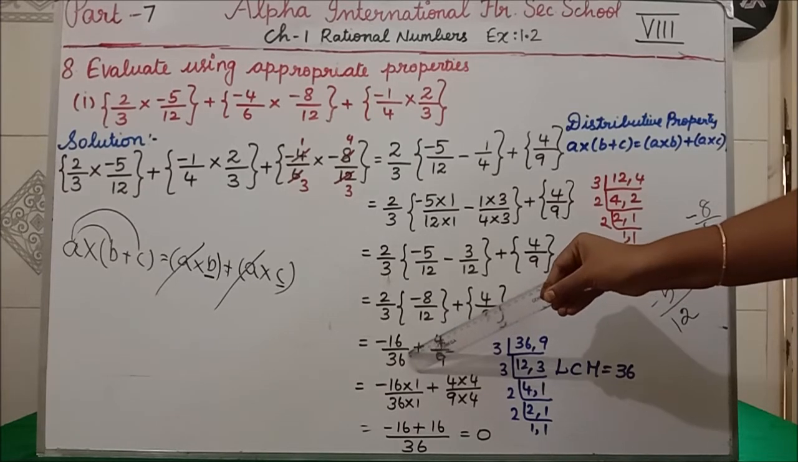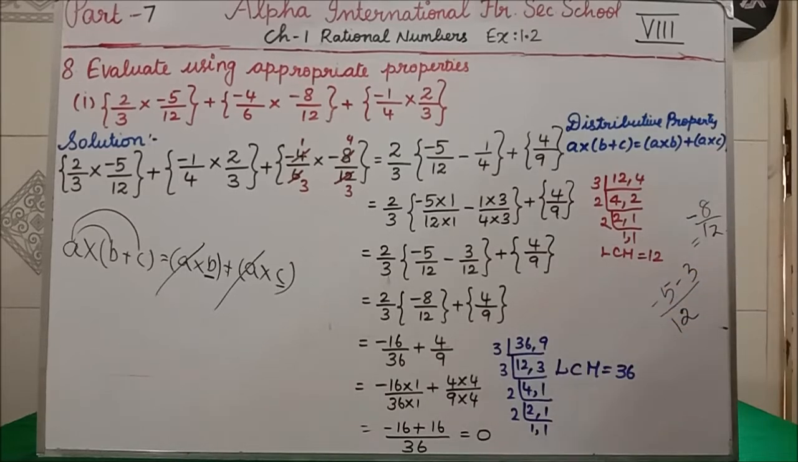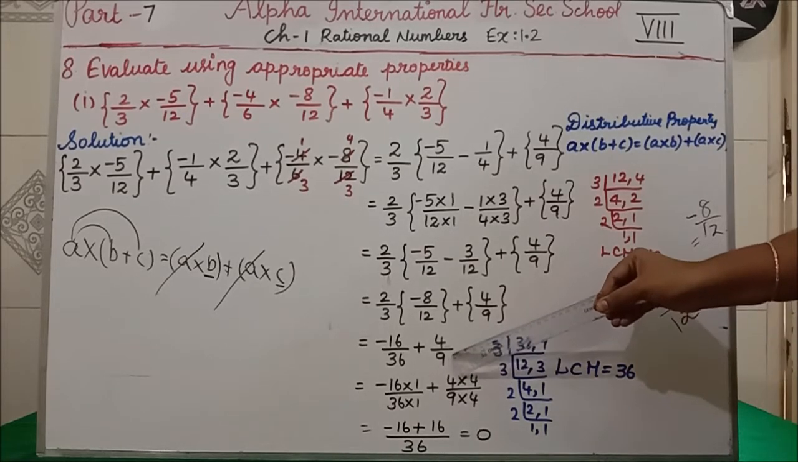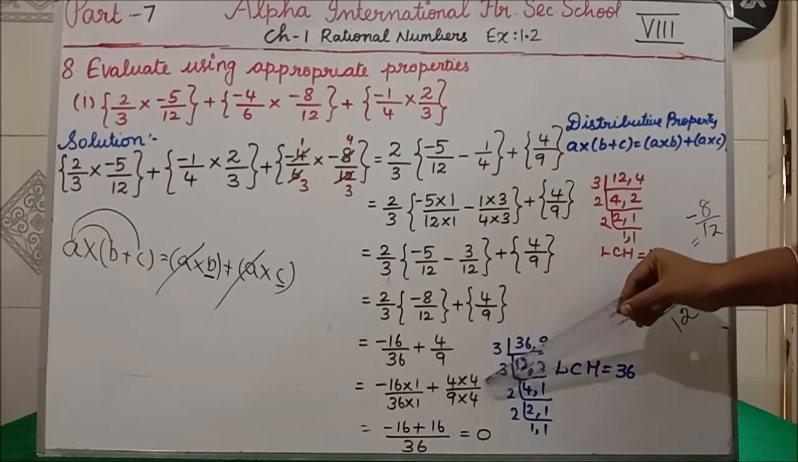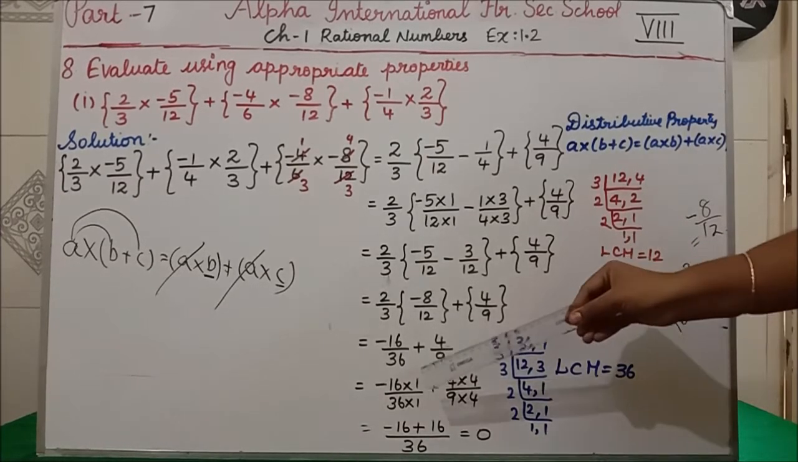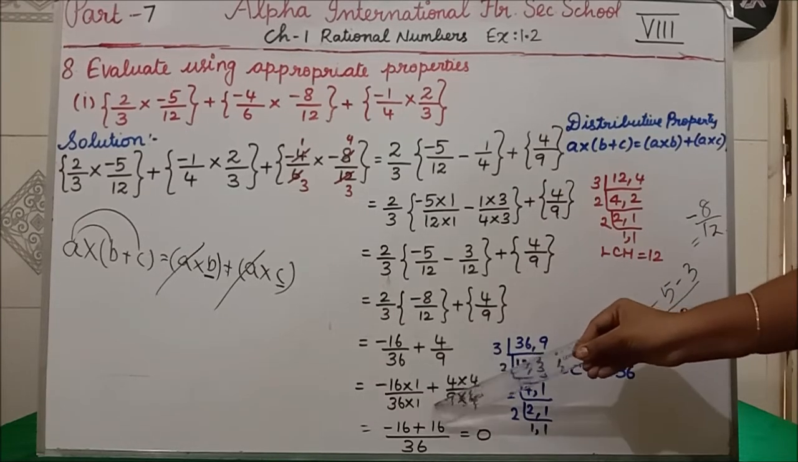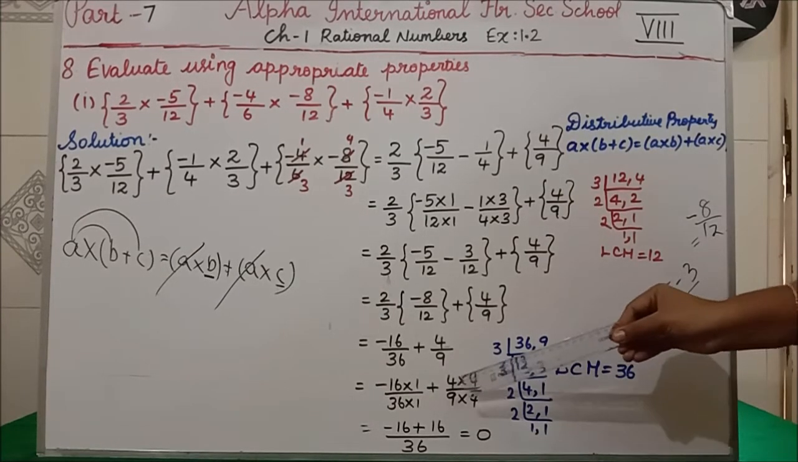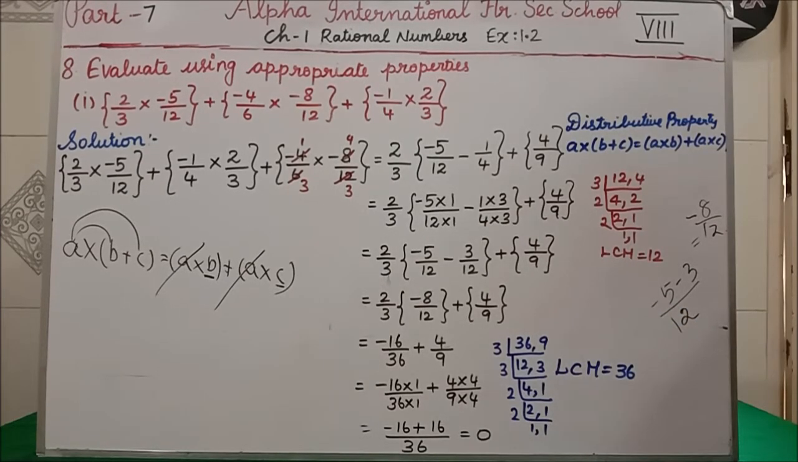You just multiply with 1. See minus 16 into 1 divided by 36 into 1. Plus here 4 by 9 we are having. In 9 table, how many times 36 will come? 4 times, isn't it? So multiply to the numerator 4 and denominator with 4. So minus 16 into 1 is minus 16. Then here what? 36 into 1 is 36. Similarly 4 4s are what? 16. 9 4s are 36. Now what we are getting?